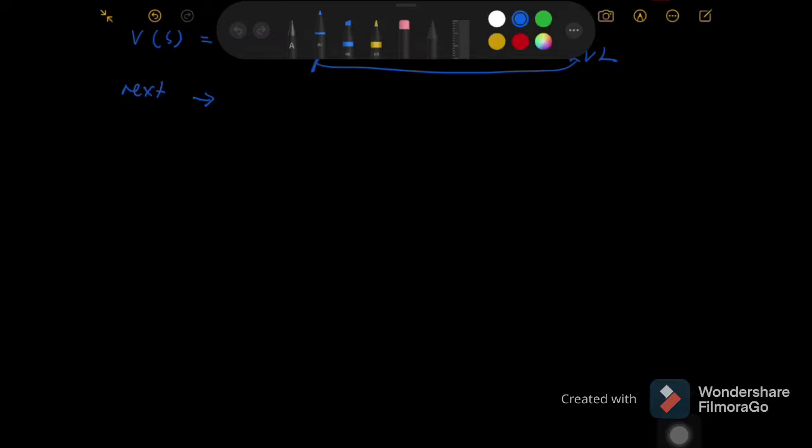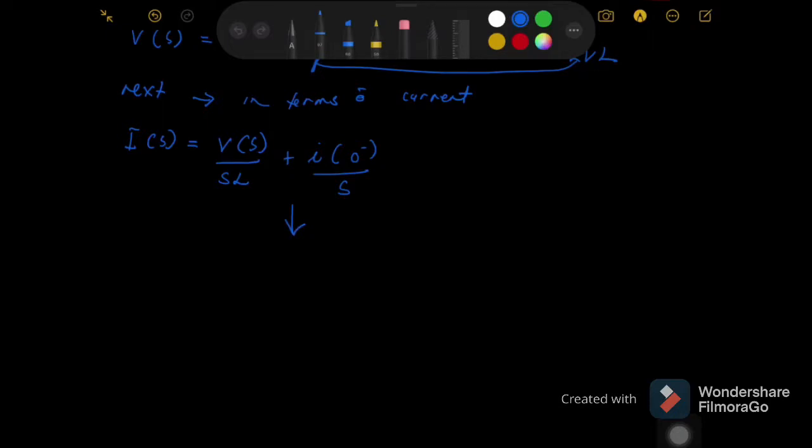Next, you have done it in terms of voltage. Now you can do it in terms of current. In terms of the current, you just arrange the equation that you found before into a current term. When you have arranged it, you will get something like this, and if you present this in a circuit, you will get something as shown.